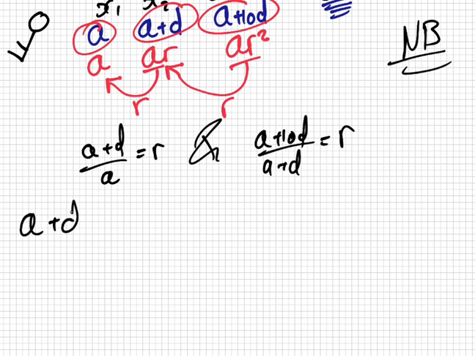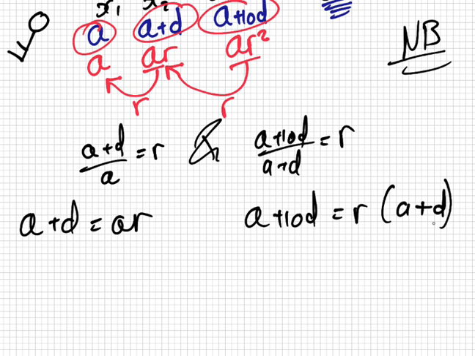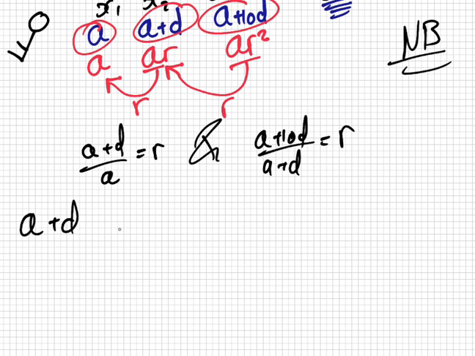This is A plus D equals AR, and this is A plus 10D equals R times A plus D. Now we want to solve this. So what would I get out here? We see we have A, D, and R. So I could use substitution. Should I try and get the A, the D, or the R? What do we think? The A is given as well. Yeah, the A is given. So actually, let me write it again, but with the A given.